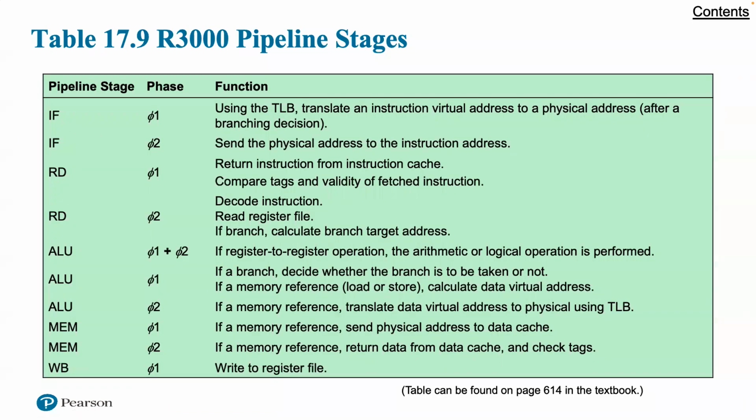So here we're showing the R3000 pipeline stages. We show them one at a time in detail. Then each clock cycle is divided into a separate stage, denoted as Phi 1 and Phi 2. The functions performed in each stage are summarized here in Table 17.9. I'm not going to go over these. You can stop the video and look over these in more detail if you would like.